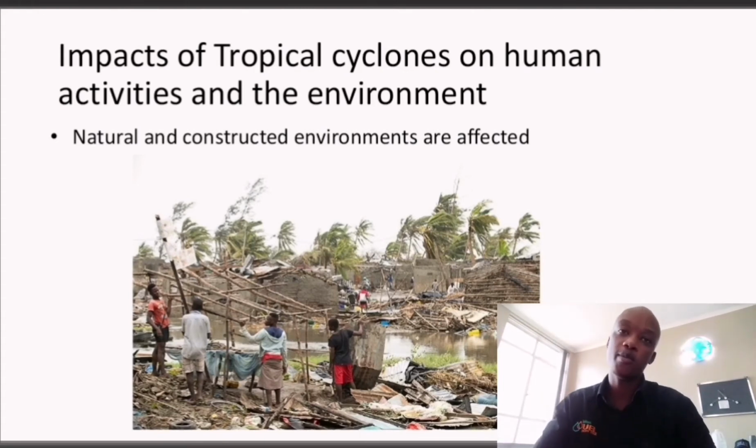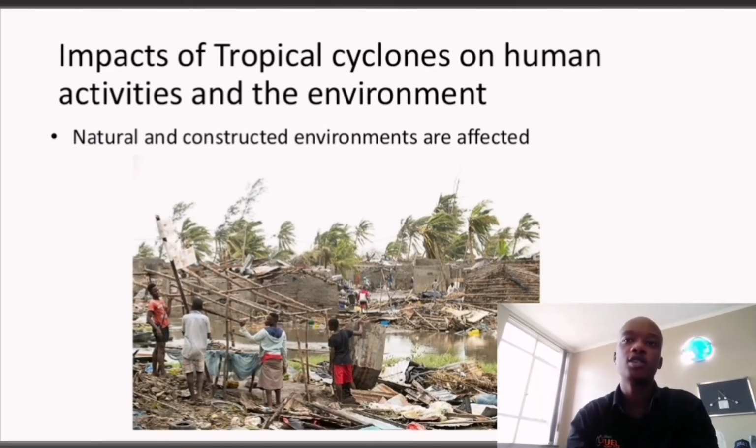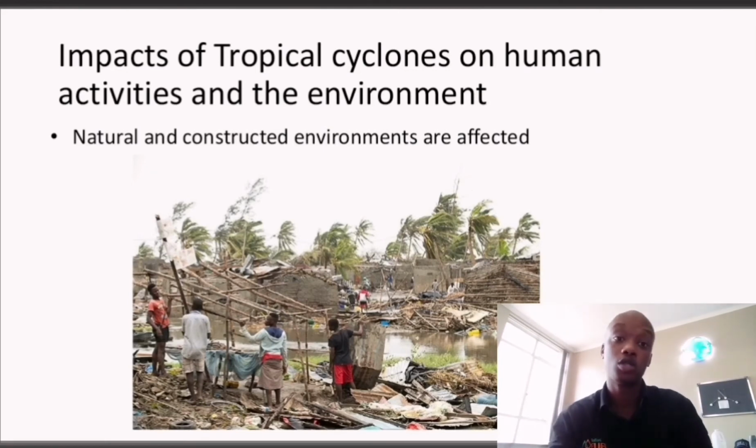With you today, we'll be looking at the impacts of tropical cyclones on human activities and the environment, as well as the strategies to help prepare for and manage the effects of tropical cyclones. As we've learned earlier, tropical cyclones come with heavy rainfall, they come with storms, and they come with storm surges, especially in coastal areas.